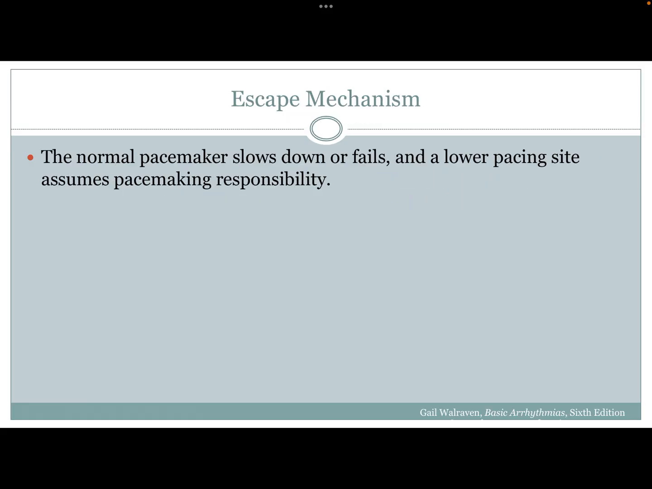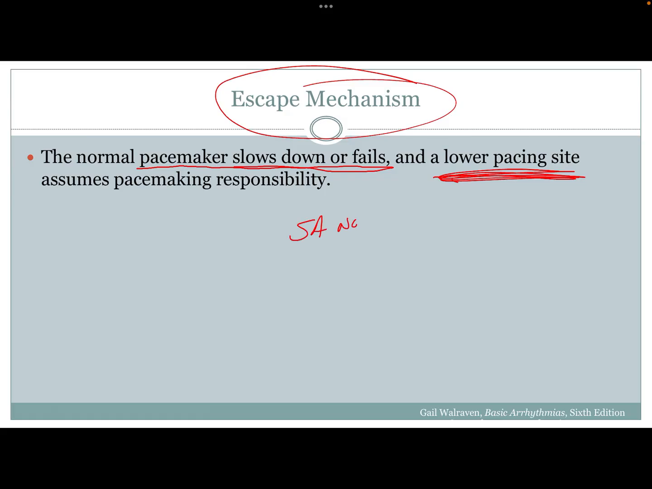They get really cranky, and we'll talk about that each week. And you can have an escape mechanism, and that escape mechanism is where you have a normal pacemaker, but it slows down or it fails, and so whoever is below it is going to have to take over. So you may have an instance where the SA node is firing just fine, and then it decides to go on vacation. And when it does, the AV node is going to sit here and go like, what is going on? And then all of a sudden it's going to go ahead and conduct its electrical impulse because it has to. Okay?